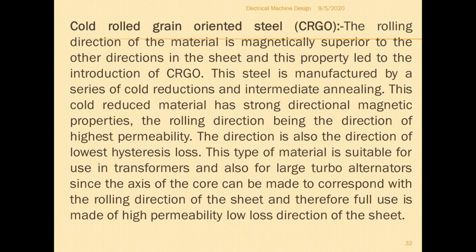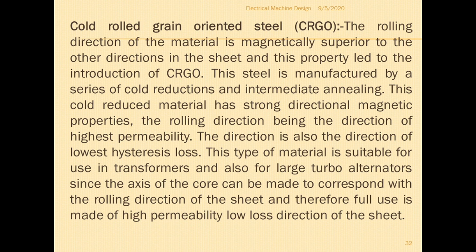Next we have to see the cold rolled grain oriented steel, that is CRGO. The rolling direction of the material is magnetically superior to the other directions in the sheet, and this property led to the introduction of CRGO. This steel is manufactured by a series of cold reductions and intermediate annealing. The cold reduced material has strong directional magnetic properties.